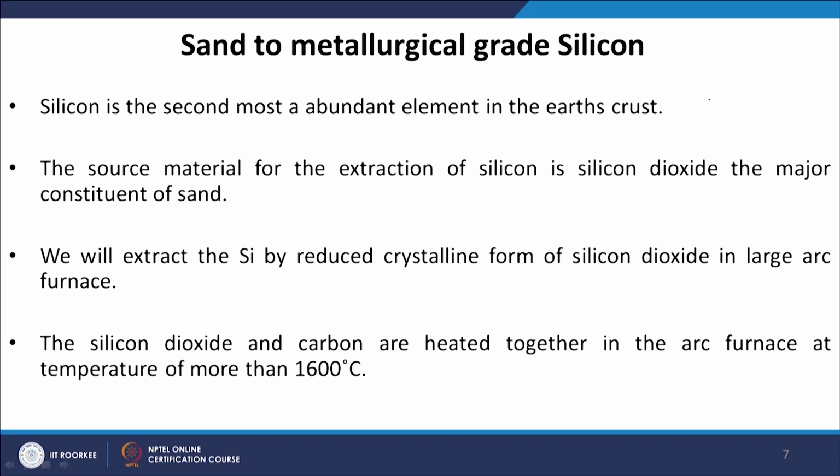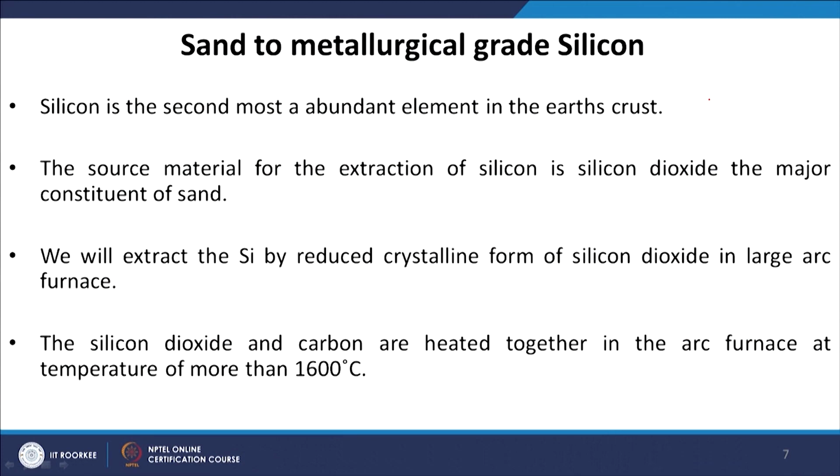The first stage is sand to metallurgical grade silicon. Silicon is the second most abundant element in the earth's crust, and that is why, although the first photovoltaic technology started with gallium arsenide, it switched to silicon, because silicon is very abundant.